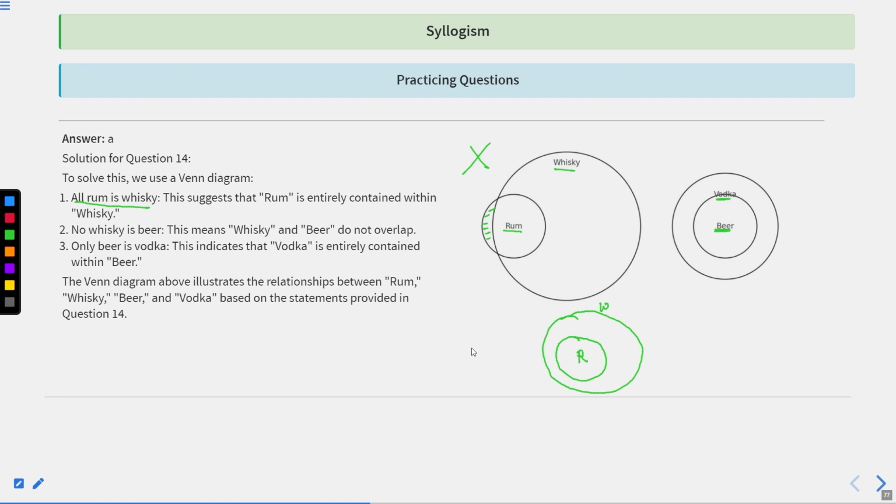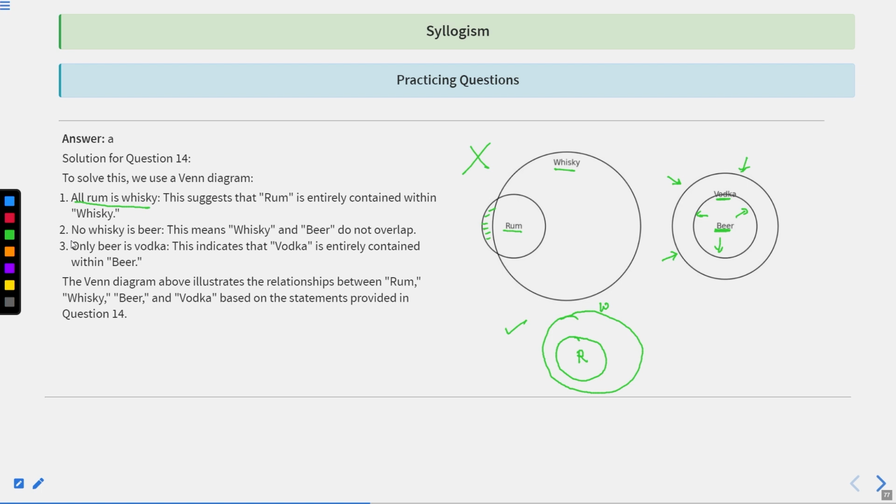Now statement number 2 says that no whiskey is beer. So now we will take this as the correct Venn diagram for statement number 1. And now let's try to understand what the second statement is saying. It is saying that no whiskey is beer. Okay, so what we can do is compare the circle which is representing beer. The bigger circle is beer, and the inner circle is vodka.